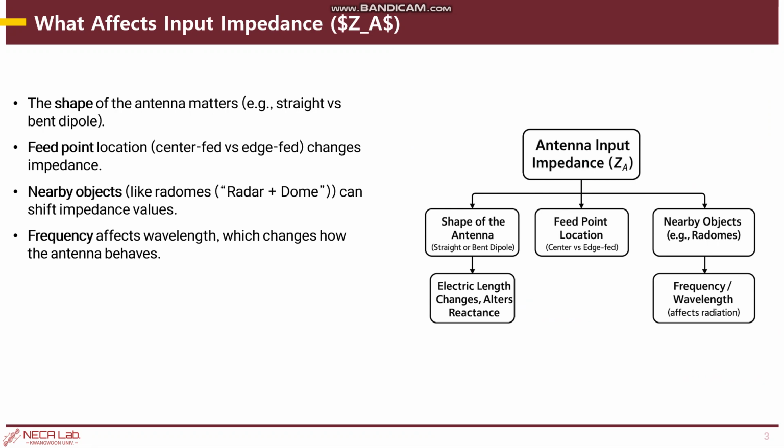Now, let's talk about what affects the antenna's input impedance ZA. First, the shape of the antenna matters, like a bent dipole behaves differently than a straight one. Second, the feed point, whether it's center fed or edge fed, also changes the impedance. Third, nearby objects like radomes can shift the impedance by altering the surrounding fields. Here, radomes refers to protective covers placed over antennas. And finally, frequency plays a key role because it affects the wavelength and antenna behavior.